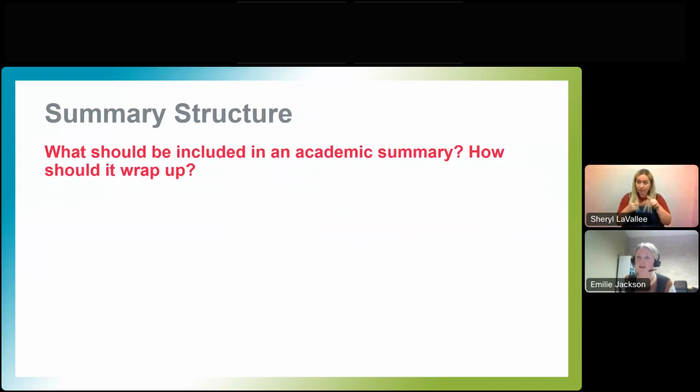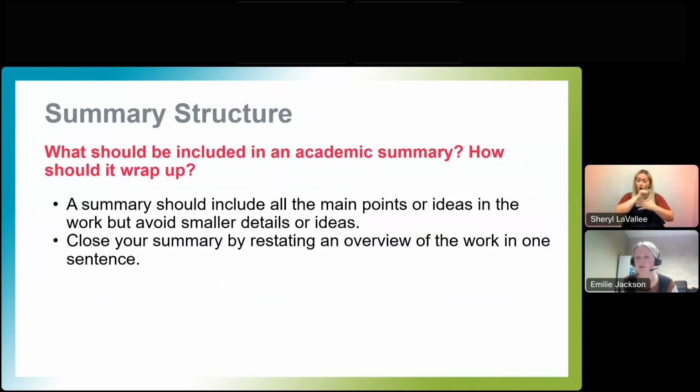After that first statement with that information, what comes next? How do we wrap it up? Well, a summary should include all the main points or ideas in the work, but avoid smaller details or ideas. And when I say smaller details or ideas, this could be examples. This could be information that is related but not directly connected to the overall main idea. Maybe some context that doesn't need to be included in the summary. And so those kinds of details or smaller ideas should not be included in your summary. They shouldn't make it. The summary should just focus on the main idea and the most relevant details or information that connects to that main idea. Your summary should end with a sentence that restates the overall idea of the work. So we complete that circle. We start with the main idea and we end with the main idea.